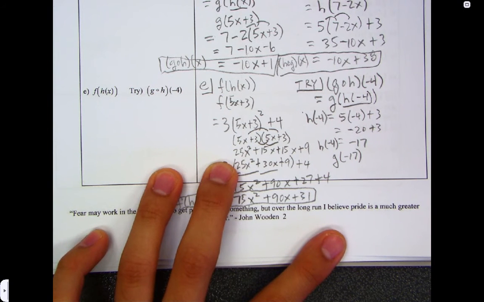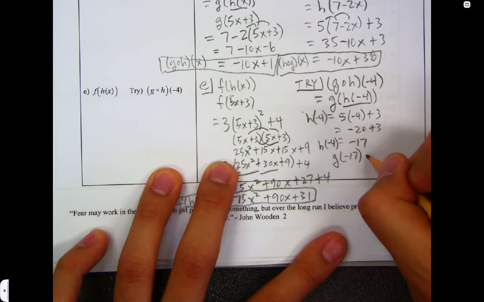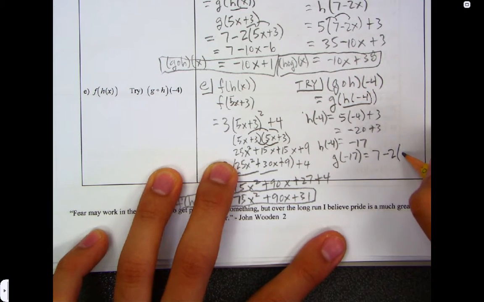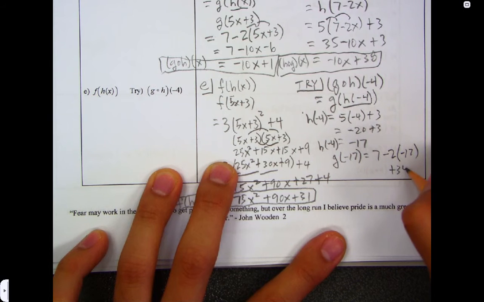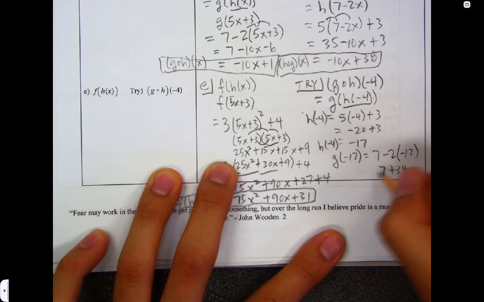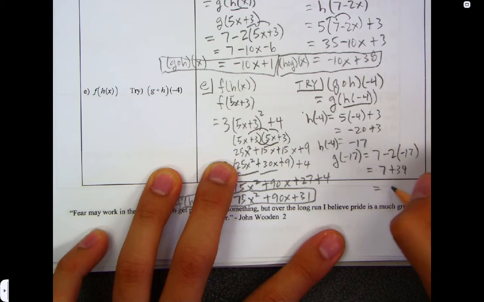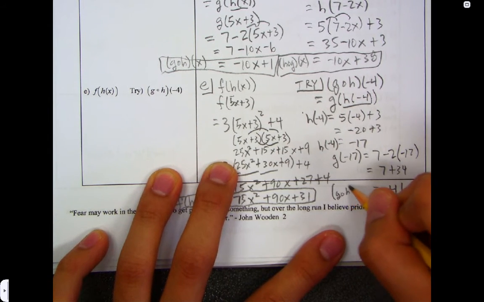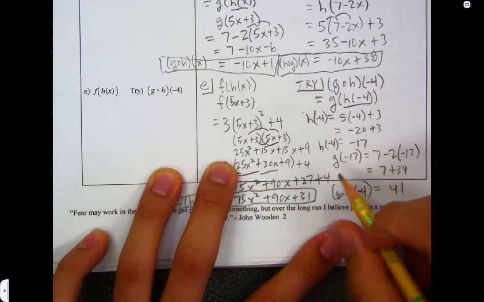Plug in negative 17 for the x of g. 7 minus 2, parentheses, and I plug in whatever's in the parentheses, negative 17. Okay, multiplication first, negative 2 times negative 17 is positive 34. Bring down the 7, 41. And this is equal to the original problem, g composed with h of negative 4.